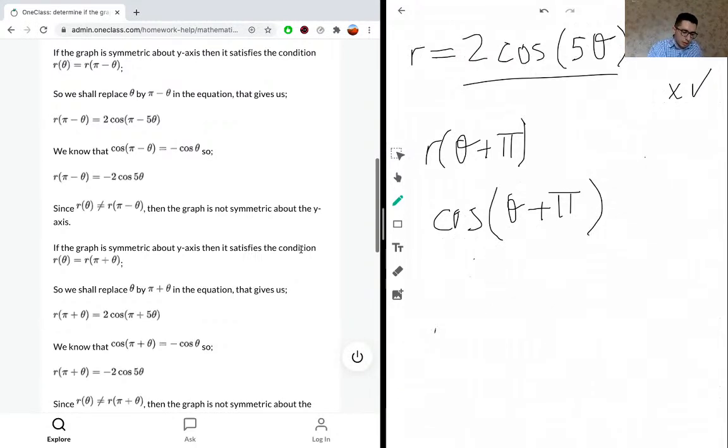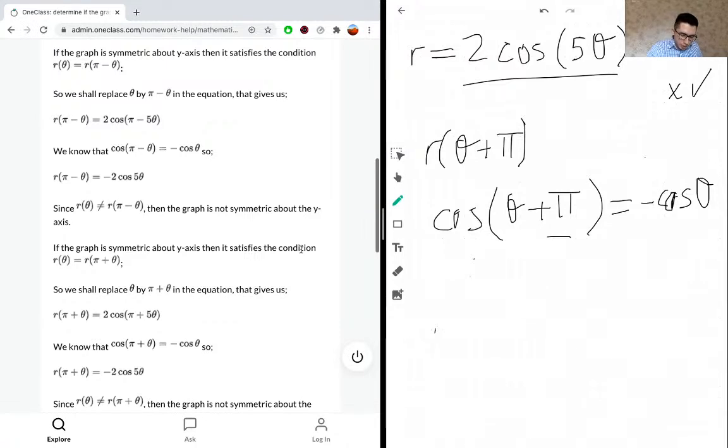When we substitute r into theta plus pi, we would get 5 times cos of theta plus pi. But here we really only care about this term. Because we have the pi term, it would equal negative cos theta. And that's really how I should have tested for the y-axis symmetry as well. Because it's equal to negative cos theta and not cos theta, we get no y-axis symmetry and no origin symmetry.